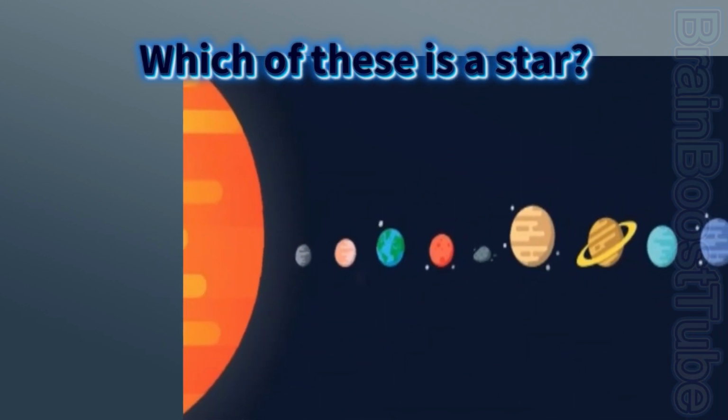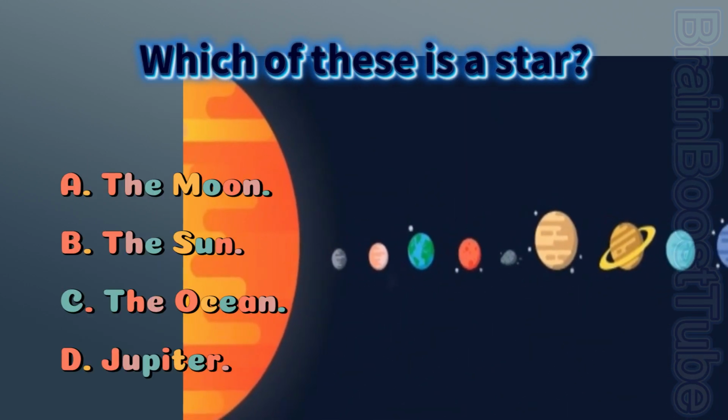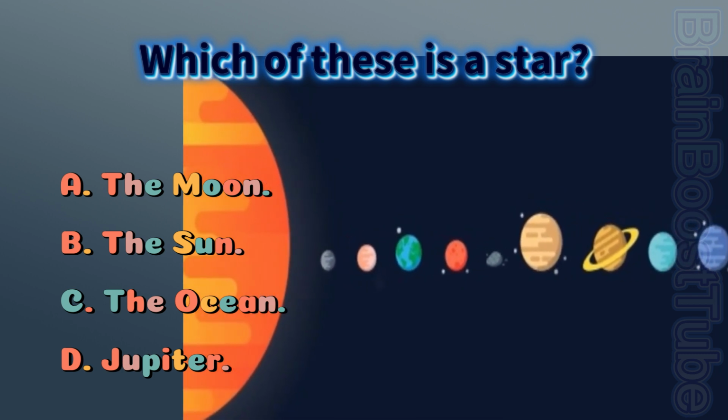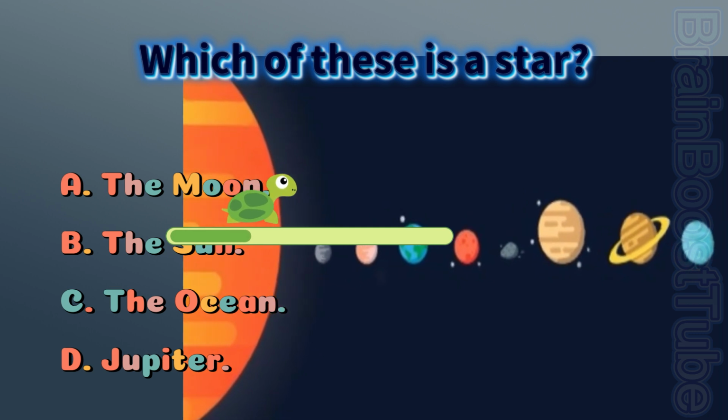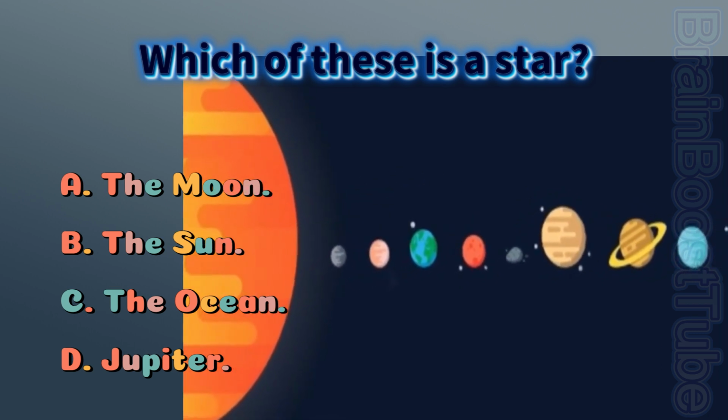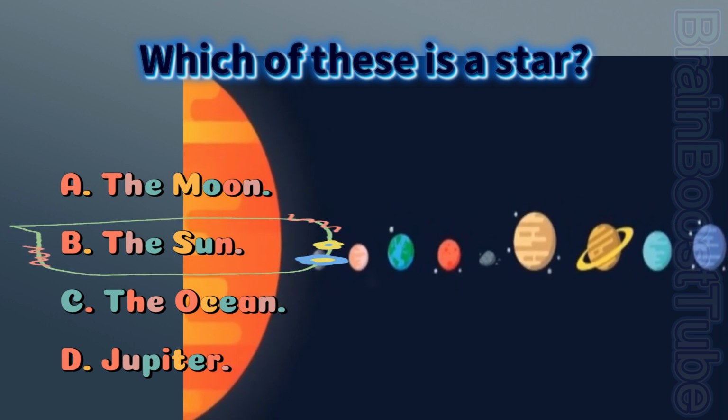Which of these is a star? A. The moon. B. The sun. C. The ocean. D. Jupiter. Correct answer is B. The sun.